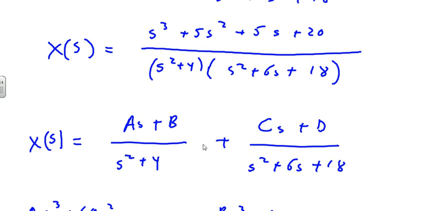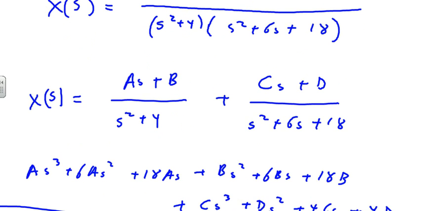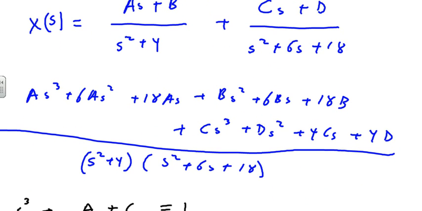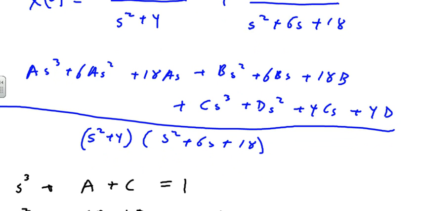As plus b over s squared plus 6s plus 18, plus cs plus d over s squared plus 4. The numerator is always one degree less than the denominator, unless I have a repeating factor in my denominator, then that's different. And now we're going to find my common denominator and find out what goes in the numerator.